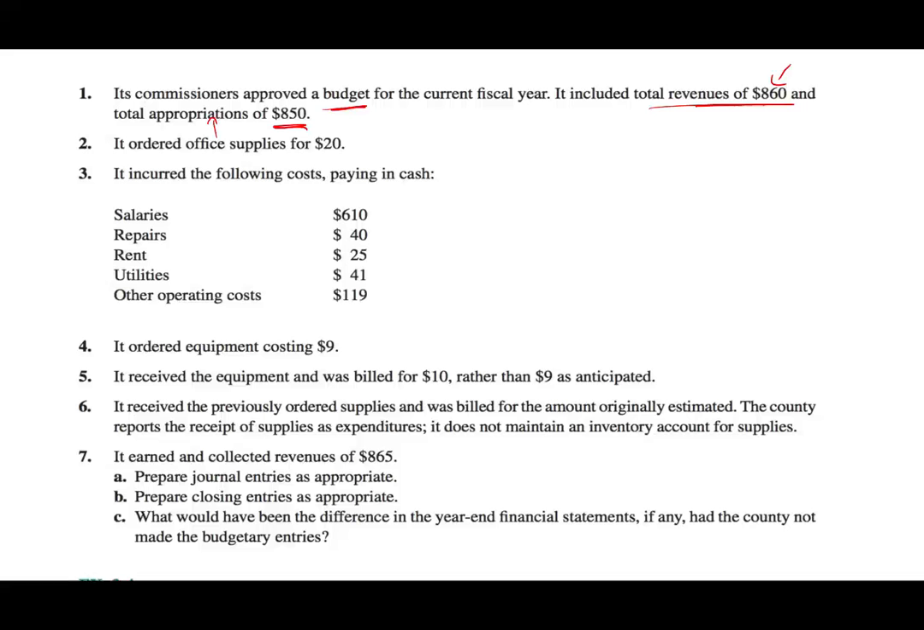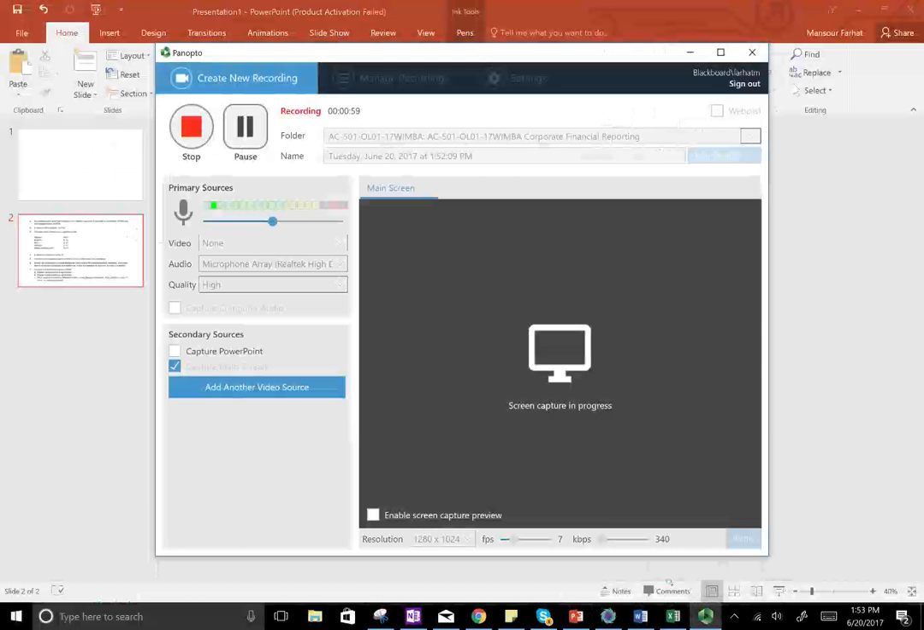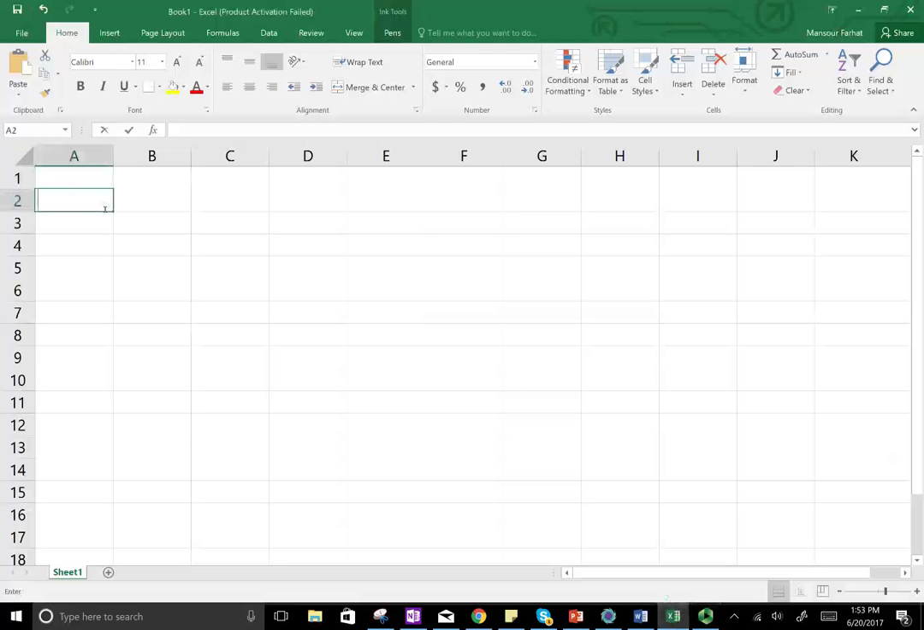So the first thing is we're going to journalize those transactions. So prepare the journal entries as appropriate. We're going to go through those transactions, starting with the first one. The first entry is a budgetary entry. Let's go ahead and book this entry. So what do we do? Well, we estimate revenue to be $860.